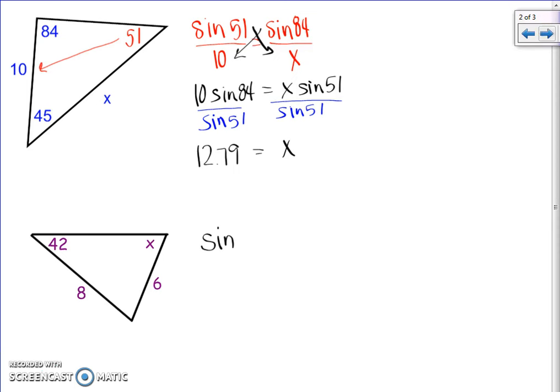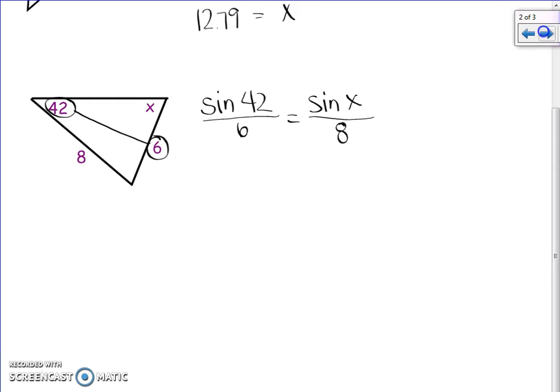Sine what? We're always going to start with the number that's across from the number. So we'll start sine 42 over 6. And then what? Sine x over 8. Okay, we still cross multiply. 6 sine x equals 8 sine 42.